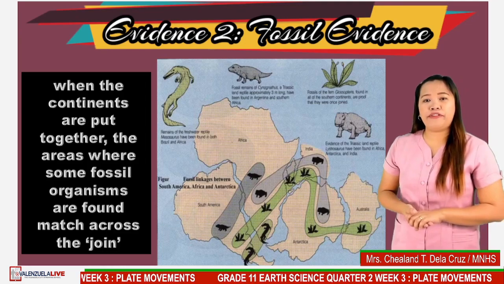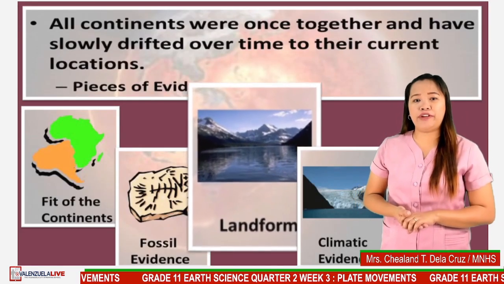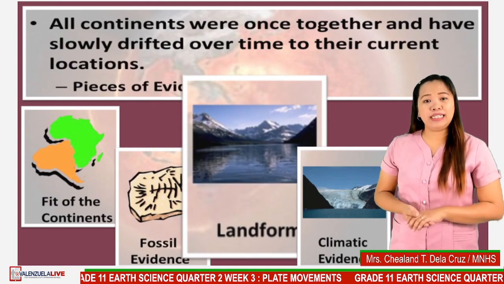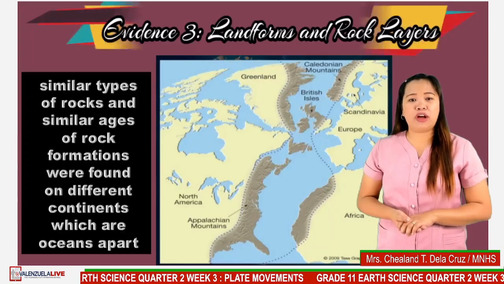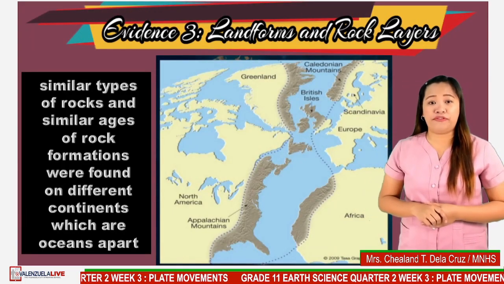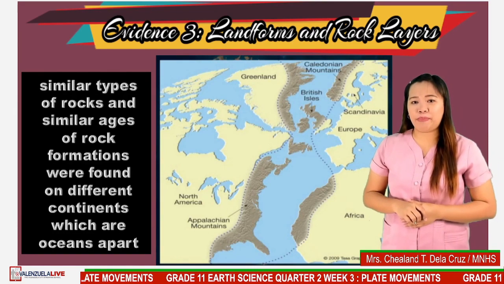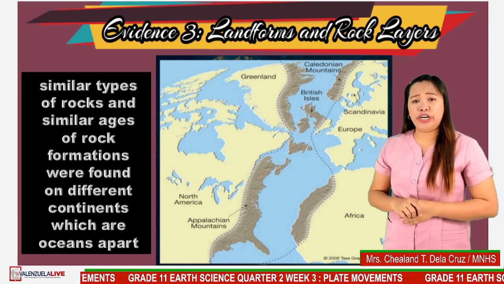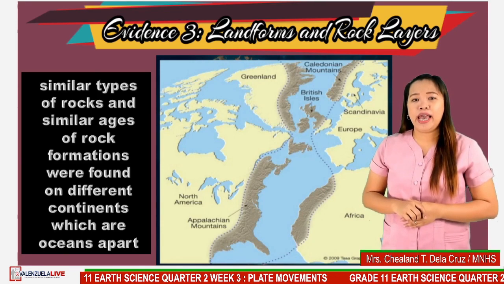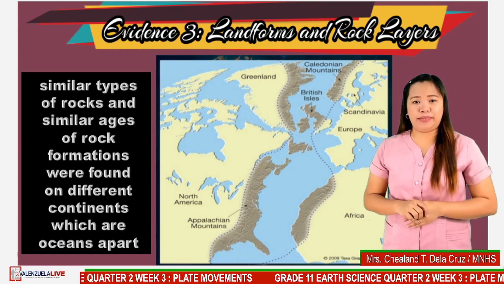The third piece of evidence was the landforms and rock layers found on different continents which are oceans apart. For instance, Wegener discovered that identical rocks could be found on both sides of the Atlantic Ocean. These rocks were of the same type and age. Wegener understood that these rocks had formed side by side and only broke when the continents started to move apart.